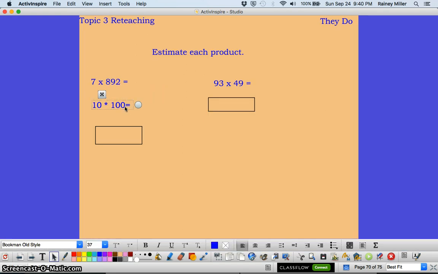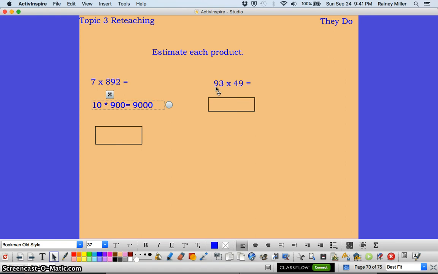Okay, so if we were to round this one to the hundreds place, the 9 would tell the 8 to go up, and I would end up with 900. So that would give me 10 times 900. So 1 times 9 is 9, and then I count the zeros: 1, 2, 3. There are 3 zeros, and I have my answer.